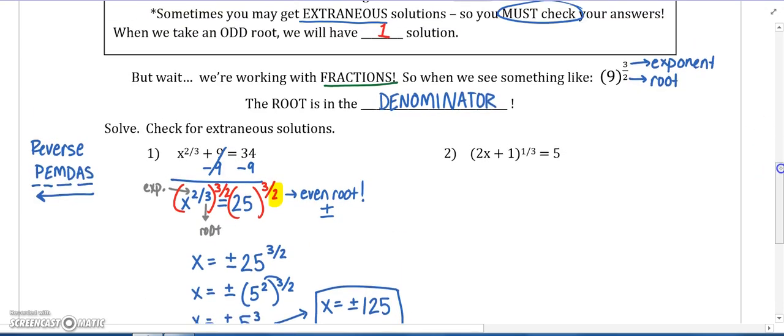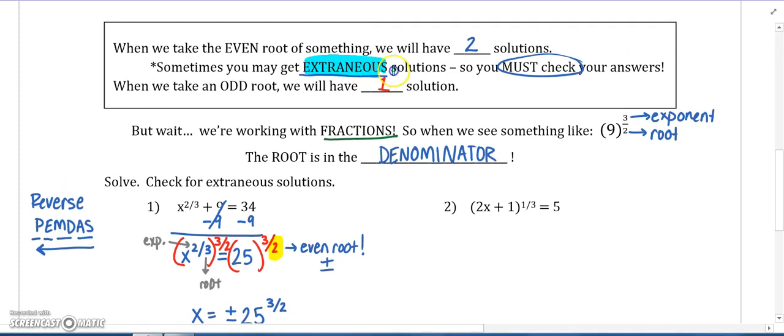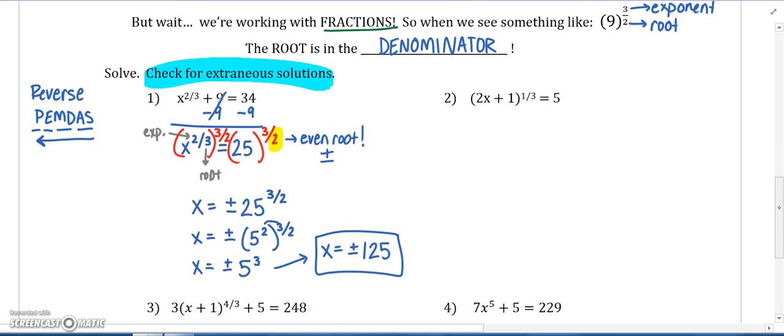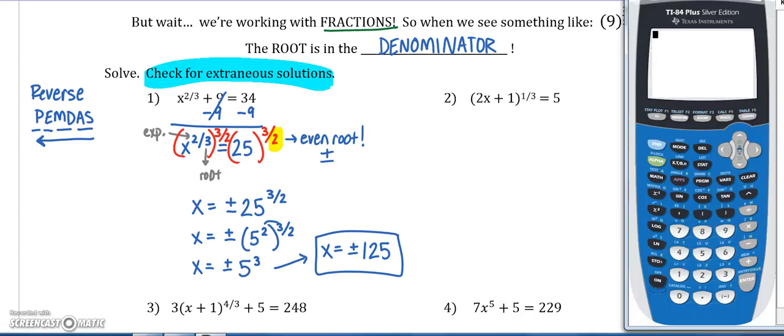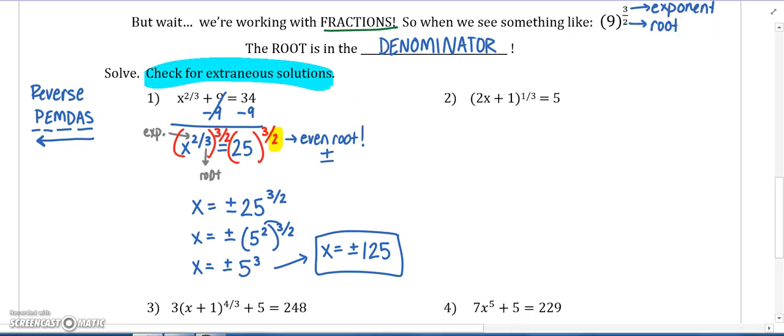Now, don't forget, we did mention something earlier about possible extraneous solutions. So we're always going to make sure we check for those extraneous solutions. And most of that check can be done on our calculator. So take your calculators out if they're not already. In order to check these answers on my calculator, I'm just going to plug both of these answers back into my original equation. So remember, I do have two answers here. I have the positive 125 and I have the negative 125.